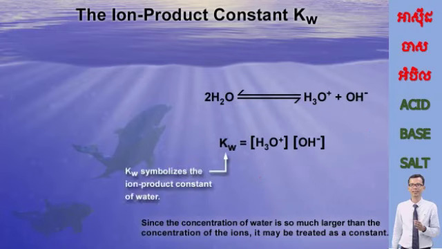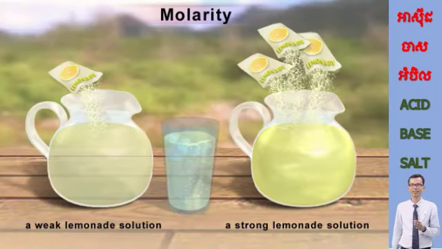This constant is called the ion product constant for water and is abbreviated as Kw. The significance of the ion product constant will be explained in the next few scenes. The amount of solute dissolved in 1 liter of water determines the concentration of an aqueous solution. This concept is familiar to anyone that has made lemonade from a concentrated powder.